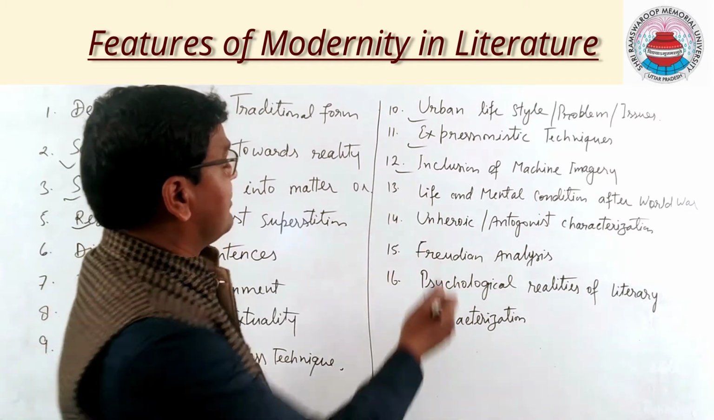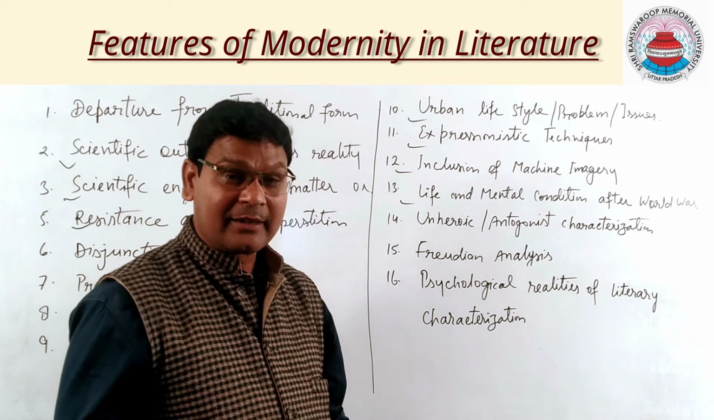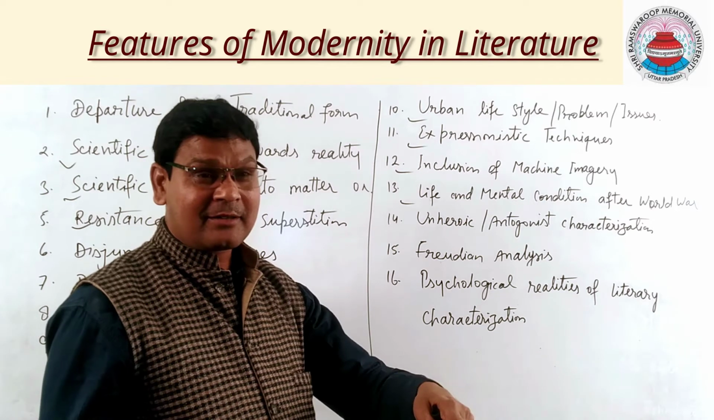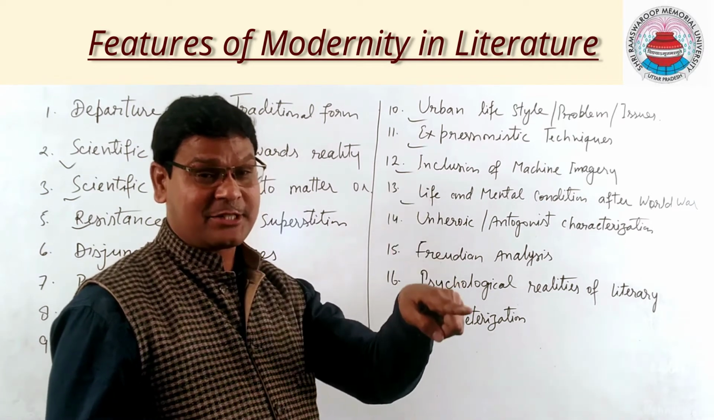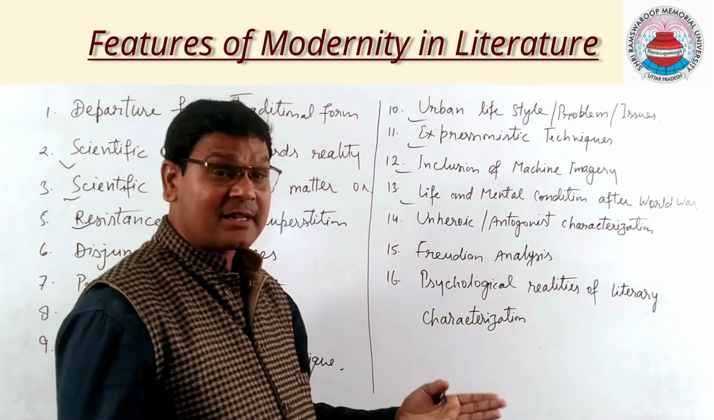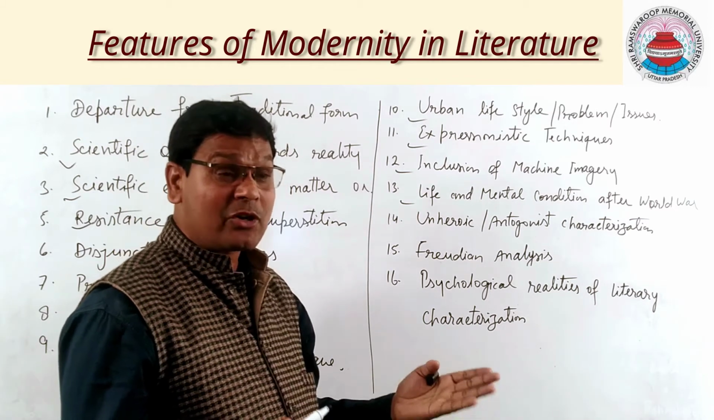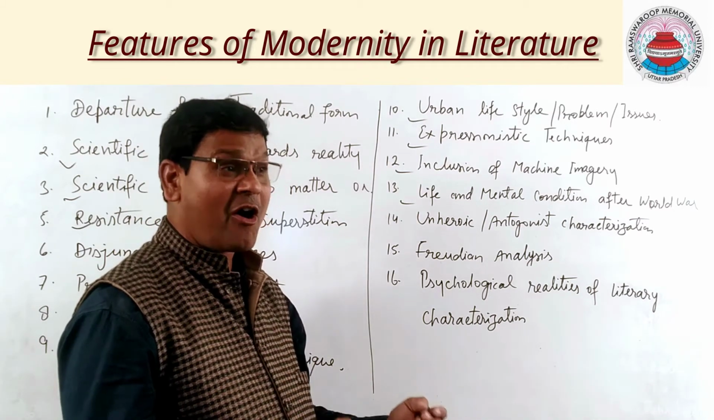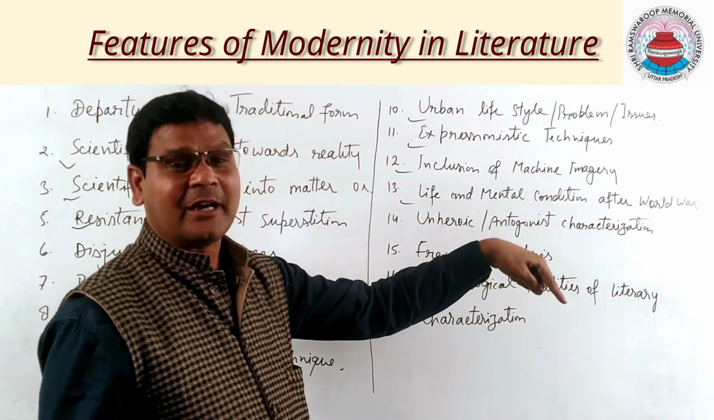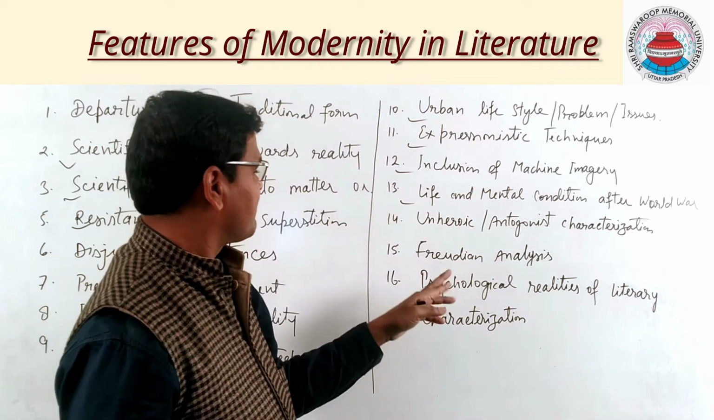Like life and mental condition after the World War. This is the new reality in the modern age. After the World War, the American attack on Japan, the entire world was terrified. There was uncertainty of life. Man could not be certain about his own life, job, future. And this fear is visible. This fear has also been recorded by the authors in several texts.